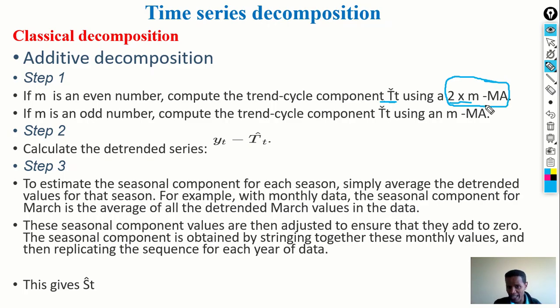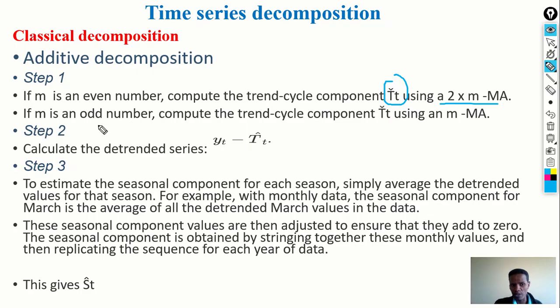So the trend cycle component T hat at time t will be calculated by using this formula: 2 times m with a moving average method, the moving average that we have seen in the morning session. The trend cycle component is now labeled as T hat at time t.